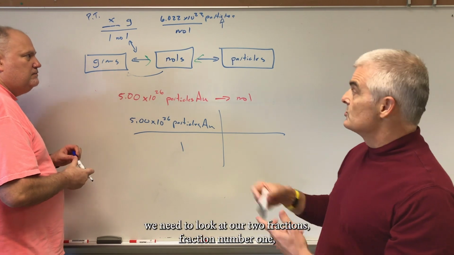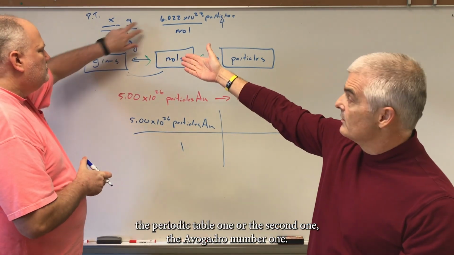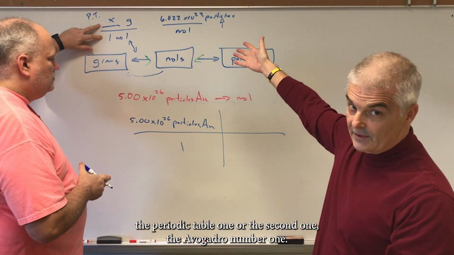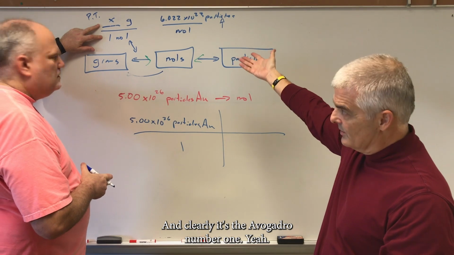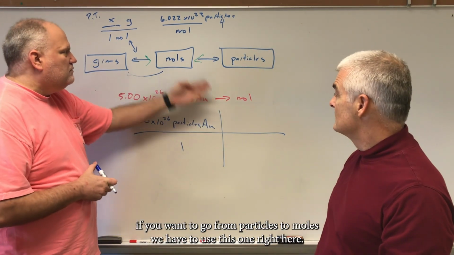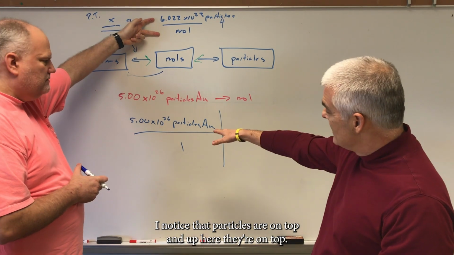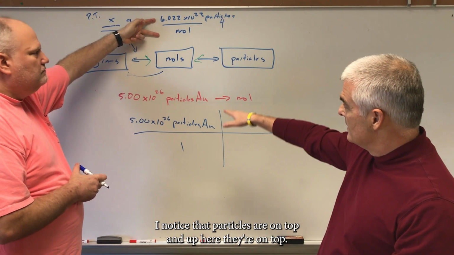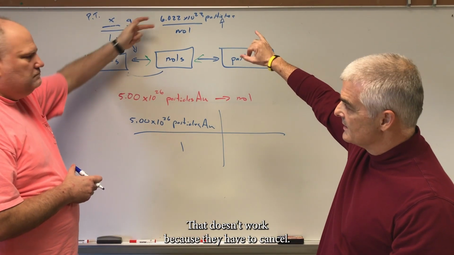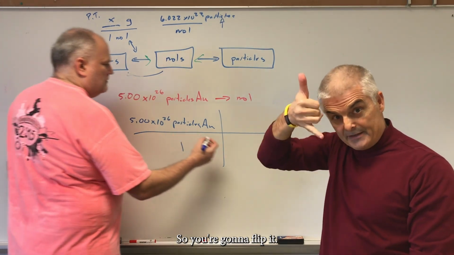So now what we need to do is look at our two fractions. Fraction number 1, the periodic table one, or the second one, the Avogadro number one, and clearly it's the Avogadro number one, because if you want to go from particles to moles, we have to use this one right here. Now the question is, do we flip this or do we leave it the way it is? I noticed that particles are on top, and up here they're on top. That doesn't work because they have to cancel. So you're going to flip it.